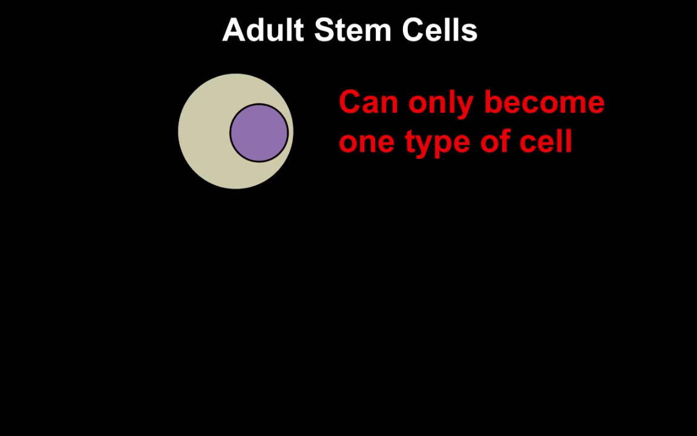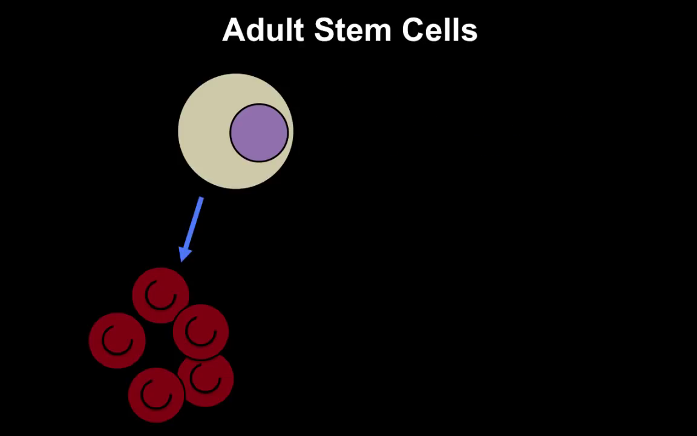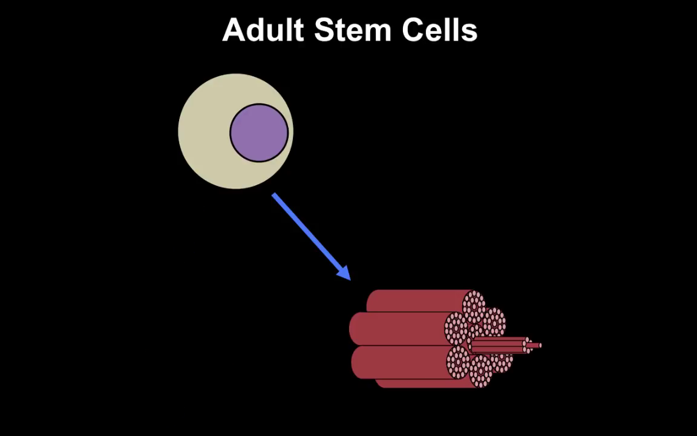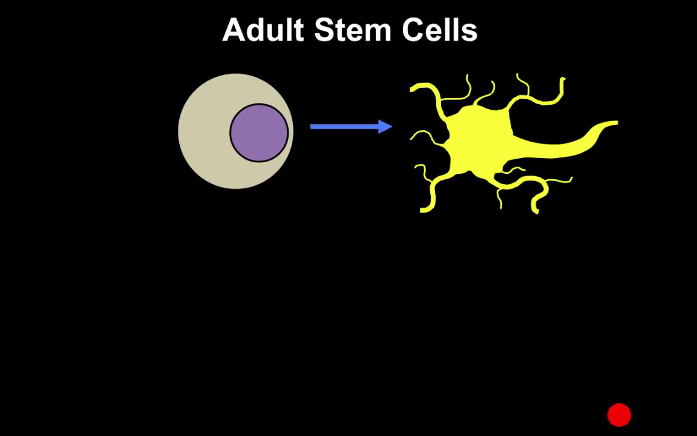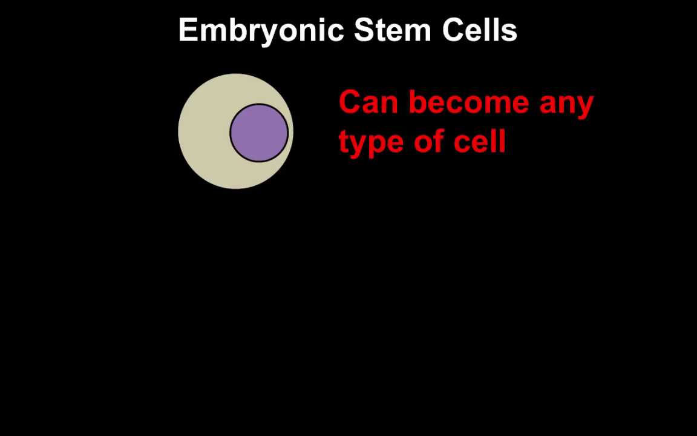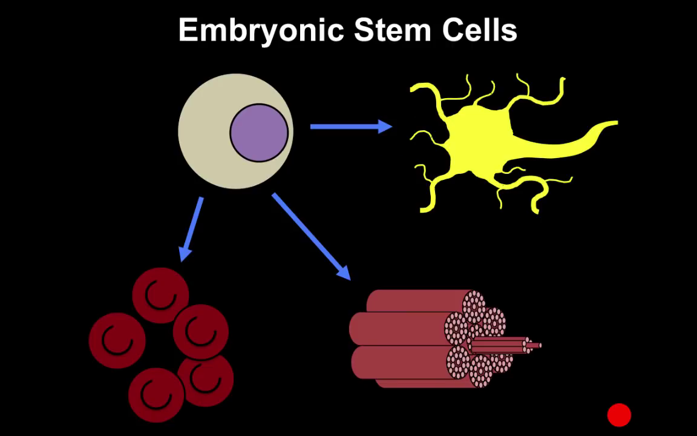So here's an adult stem cell, which can only become one type of cell. So for example, you have some adult stem cells that can become red blood cells, or some that can become muscle cells, or some that can become nerve cells, but they can only become that one type of cell. An embryonic stem cell, on the other hand, can become any type of cell. So it could become all three of those.